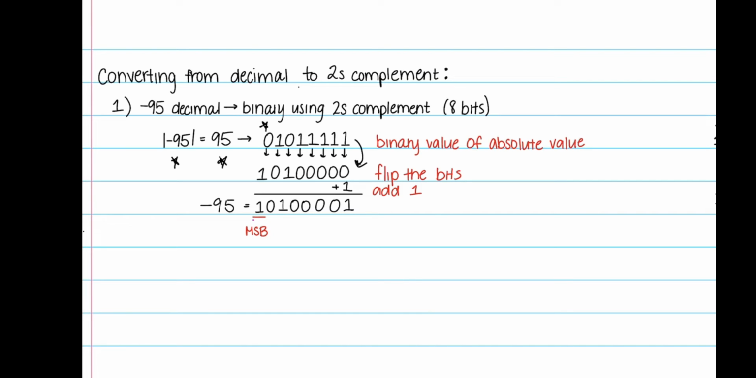After we flip the bits, we need to add the number 1 to that new value. So the math we are doing is 10100000 plus 1. So we do 0 plus 1 is 1, and then there's no remainder or anything to carry over, so the rest of these numbers can just be brought down as normal.